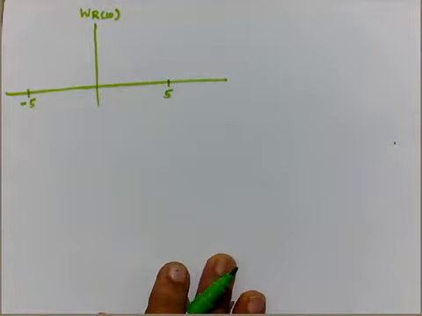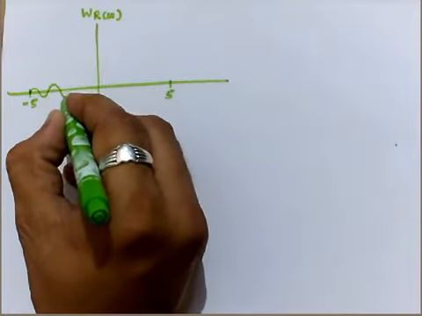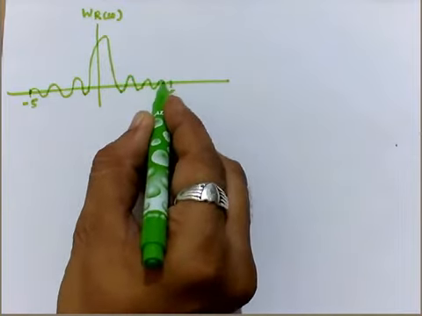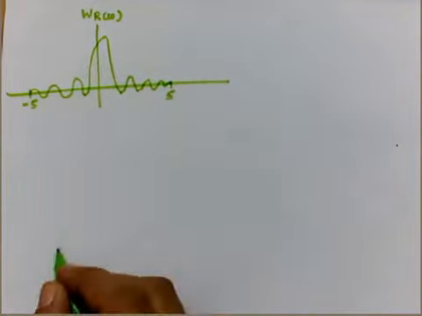So for -5 to +5 it may have the approach like this. It is in an incremented fashion, so further it will be decremented like this. So it is showing this kind of nature.